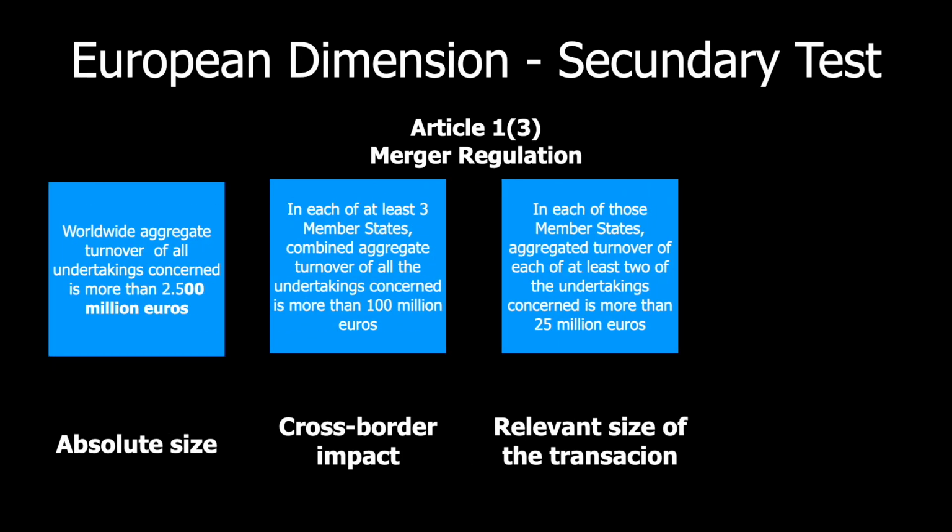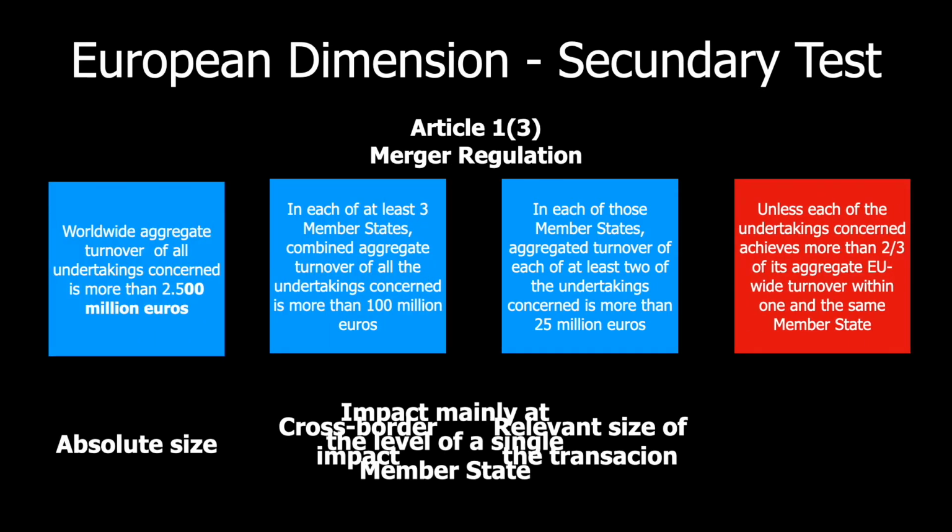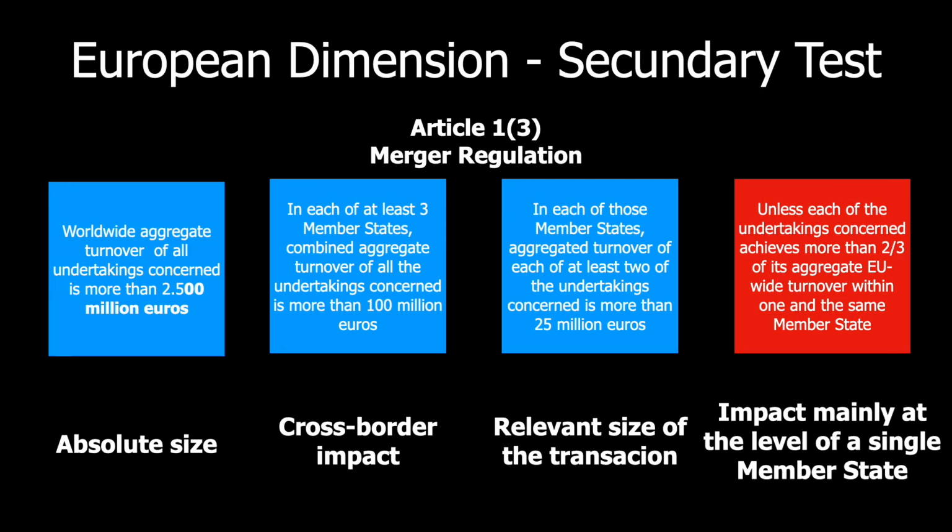The size of the transaction in each of those member states: the aggregate turnover of each of at least 2 of the undertakings has to be more than 25 million euros. And finally, subject to the same 2/3 rule, if the 2/3 rule applies, then the merger will not have a European dimension.